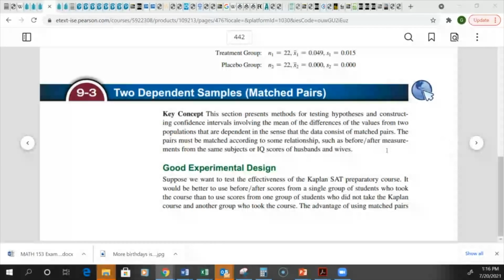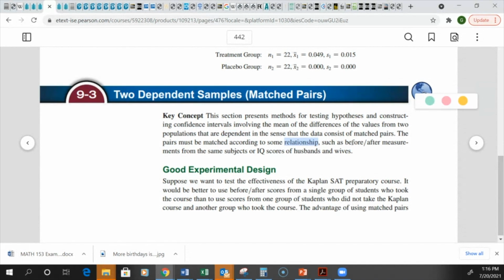So let's go on now to 9.3. We'll do means again, but they will be dependent, and we call that matched pairs. They are a really good example, and I'd like to go over it with you. I don't go over examples very often. So remember that they are dependent, in the sense that they consist of matched pairs. And so there's some relationship, and I gave you the example of before, after. That's very, very common. Or husbands and wives, right? Those would be pairs.